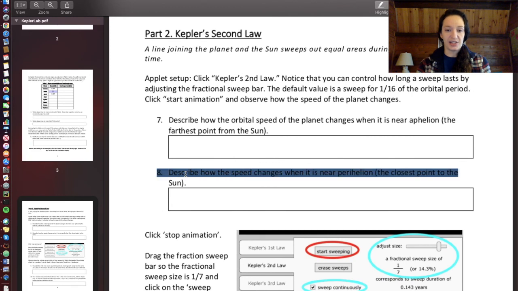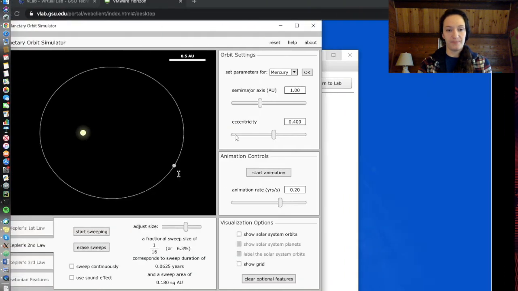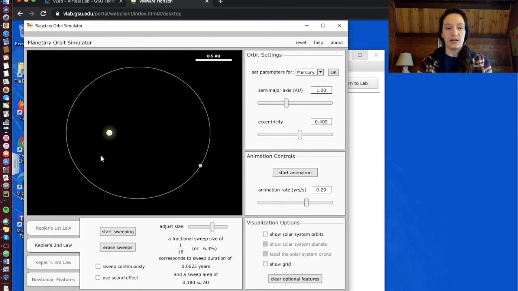And then question 8 asks you to do the opposite. Describe how the speed changes when it is near perihelion, the closest point to the sun. So then how does the speed change when it's here versus when it's over here? So just pay attention with that one to where you're looking at and what you're comparing the speed to. And all we're looking for is it speeds up or it slows down. That's all we're looking for.